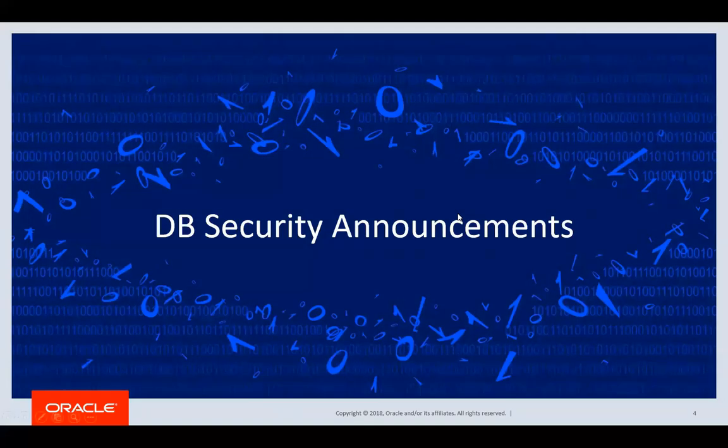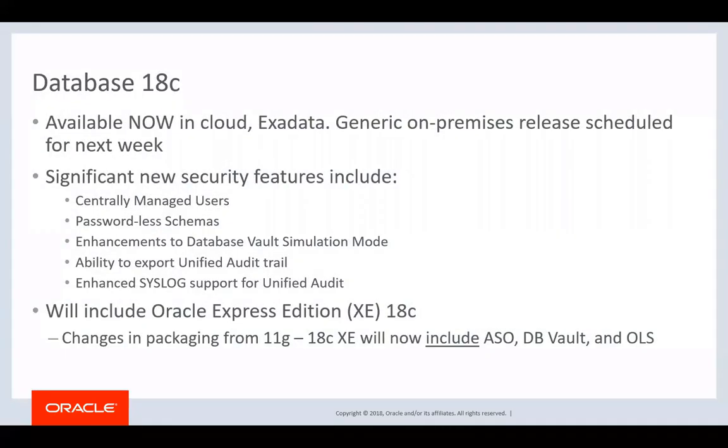For database security announcements, it is going to be an exciting month for us. We're looking forward to the release of 18C on-premises next week. You may be aware that that's available now in the cloud. It's also available for Exadata on-premises, but the generic version, you can go out and download it and install it in a VM on any server you want to work with. That is next week. You can look for it on edelivery.oracle.com.